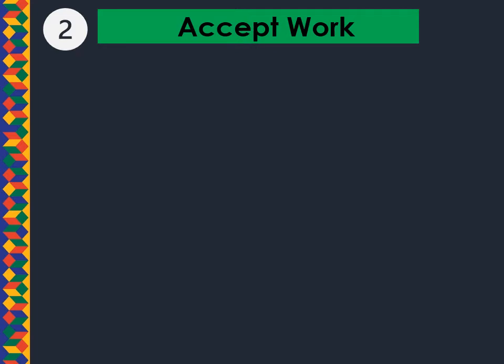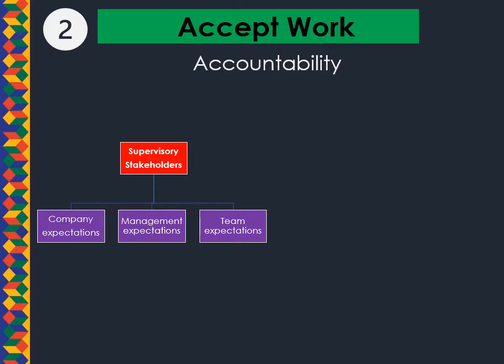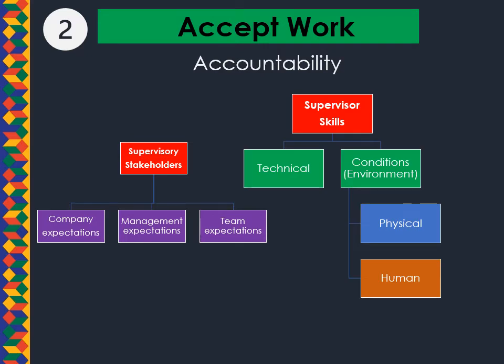Step 2 of the toolkit, accept work. And this, of course, is all about supervisor accountability. If the supervisor does not accept accountability for his or her role, we are obviously not going to achieve anything. And there are 2 aspects we study here. We study the expectations of stakeholders, namely company, management, and team expectations, which inform the supervisor's role. We also study the skills required of the supervisor, and we look at the technical requirements of the supervisor's role, and we look at skills as they are influenced by changing conditions.